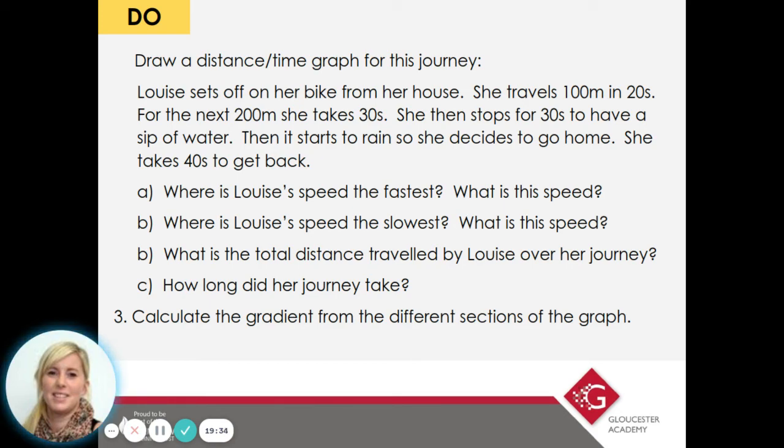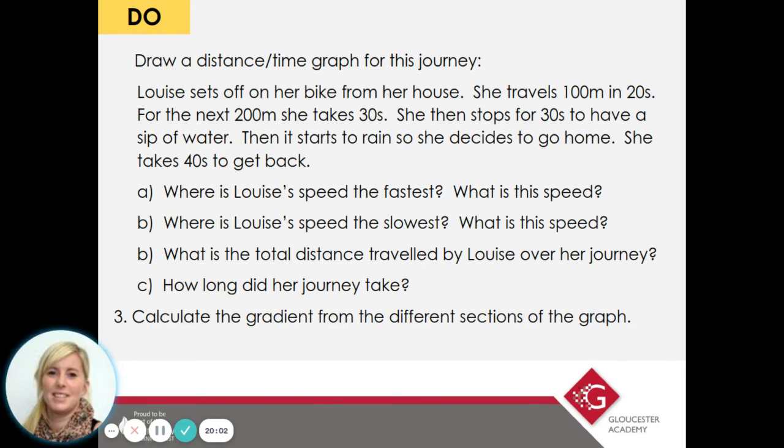And then just to double check the other part of the journey, where it says for the next 200 metres, she takes 30 seconds. So I'll just do 200 divided by 30 equals 6.6 recurring. So the fastest section was the first bit where she travels 100 metres in 20 seconds. Where was she the slowest then? That was coming home. So that was 7.5 metres per second. So that was the slowest.